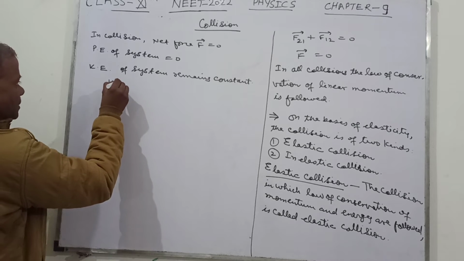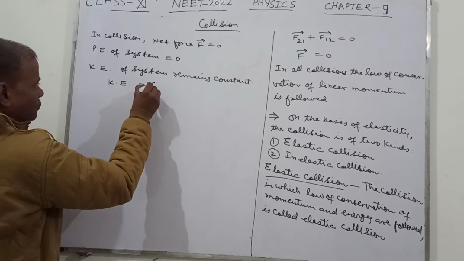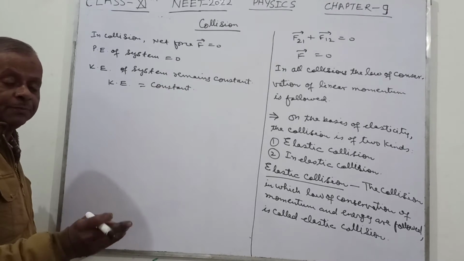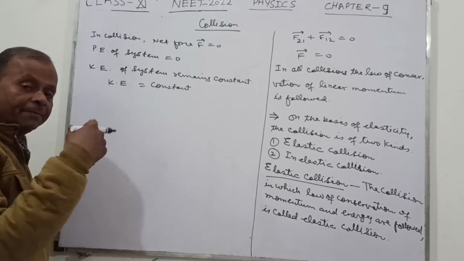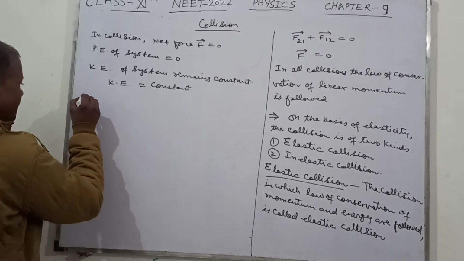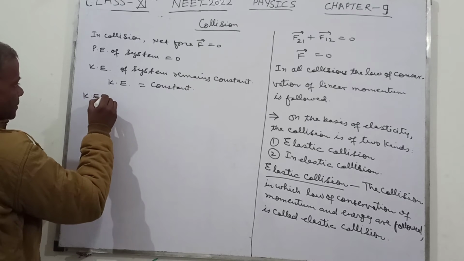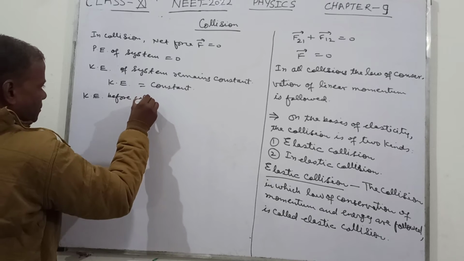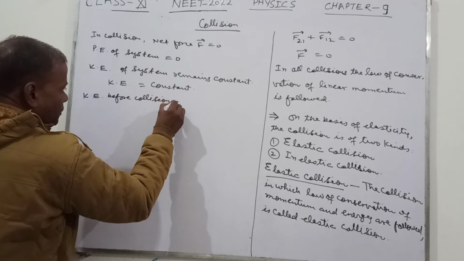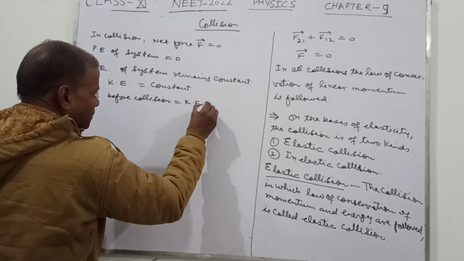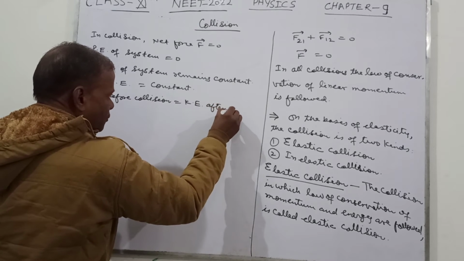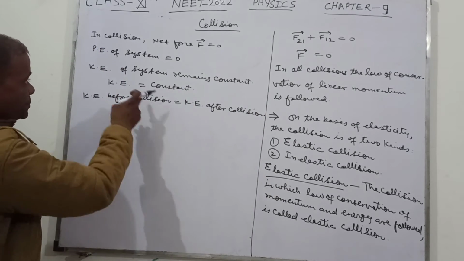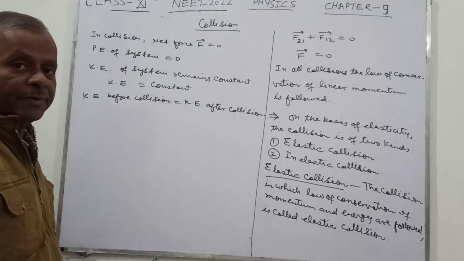So we say that kinetic energy is equal to constant. It means that kinetic energy before collision and kinetic energy after collision are equal. This is the meaning of saying that the kinetic energy of a system remains constant.